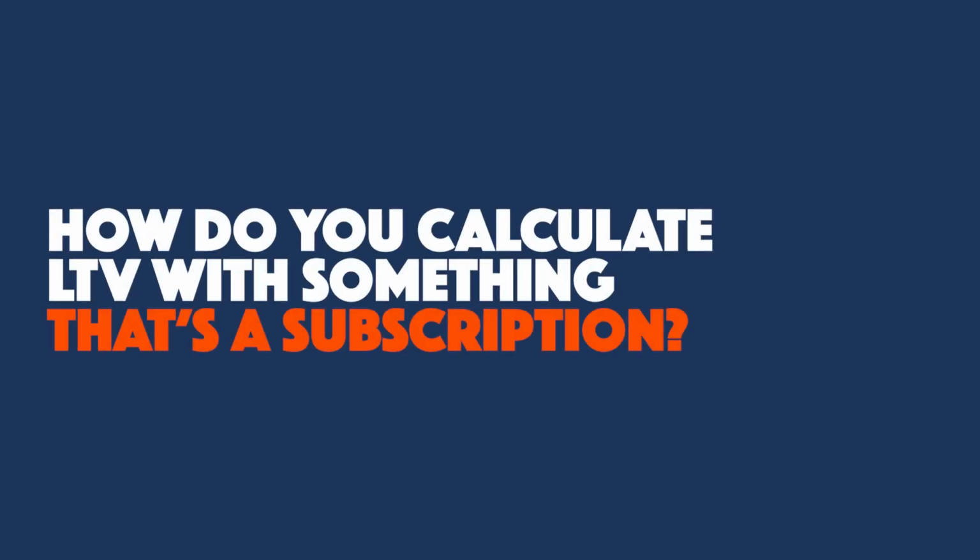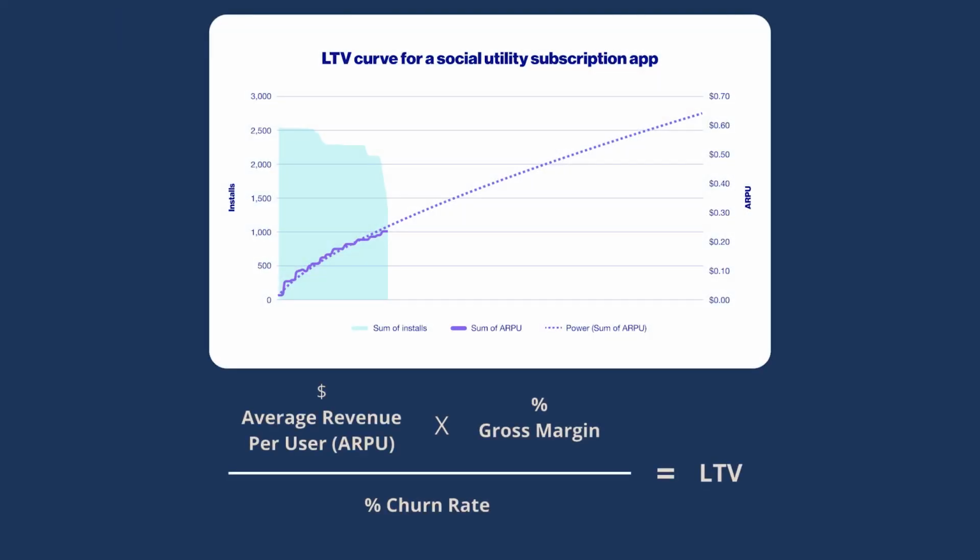How are you calculating LTV with something that's a subscription? Because you fundamentally have people that are on it for many, many years, right? So how do you actually go about approaching that? So on subscription, it's relatively easy to calculate LTV because you can basically look at your churn rate.